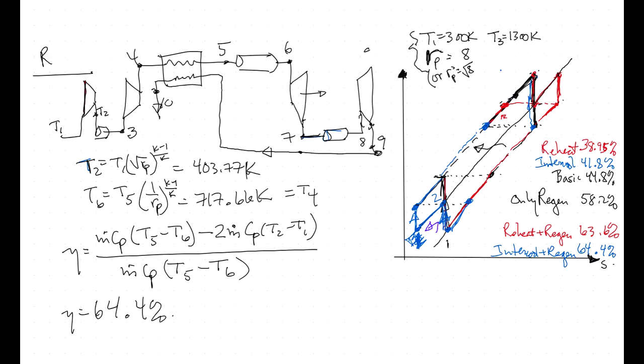What did I say I was using? Purple. So we go like this. So 1, 2, this is state 3, 4. And now we go from state 4, but all the way up to state 5 out here. That's the regenerator. All of this.